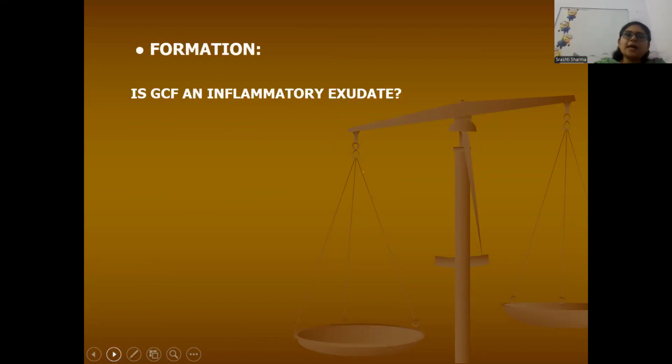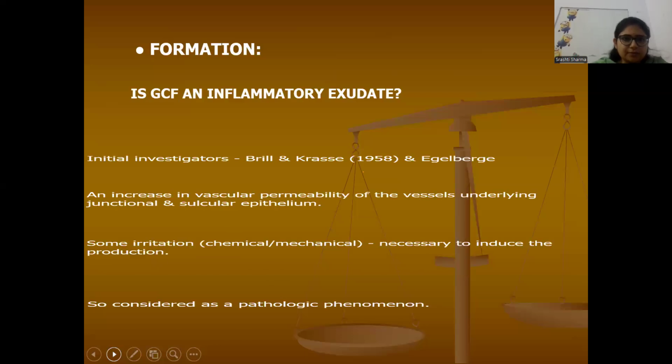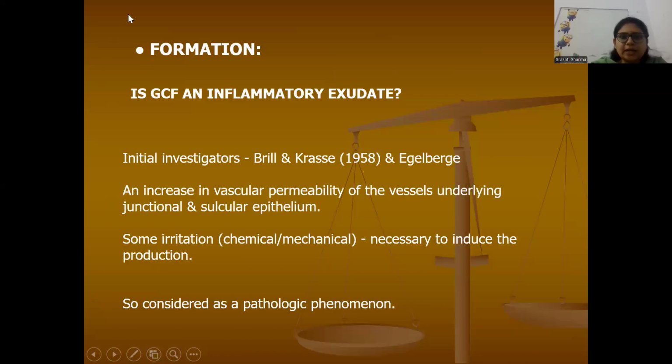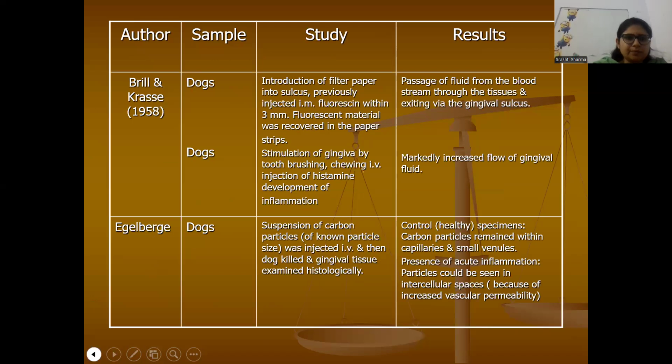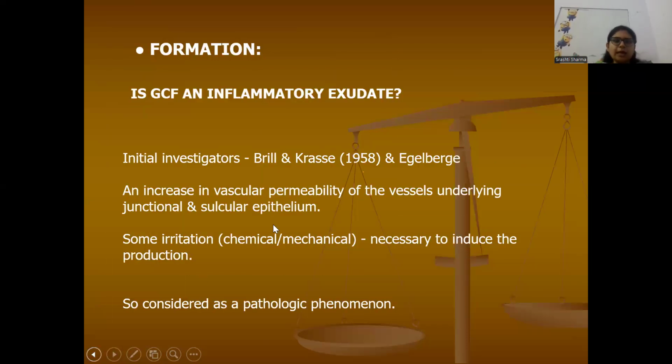Now the formation. Is GCF an inflammatory exudate? So the initial investigators were Brill and Bjorn in 1958 and Egelberg. What they hypothesized is an increase in vascular permeability of the vessels underlying the junctional and sulcular epithelium. Some irritation, which can be chemical or mechanical, is necessary to induce the production. So it is considered a pathologic phenomenon.